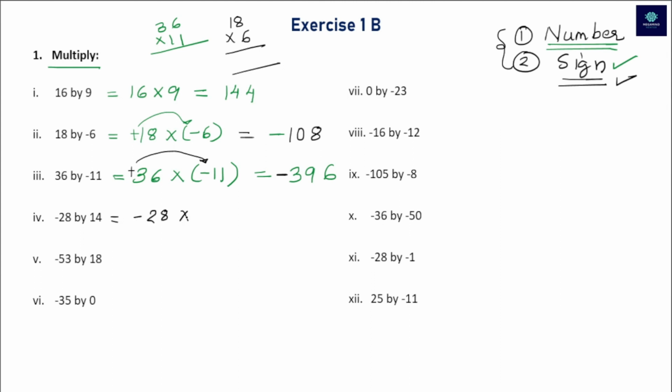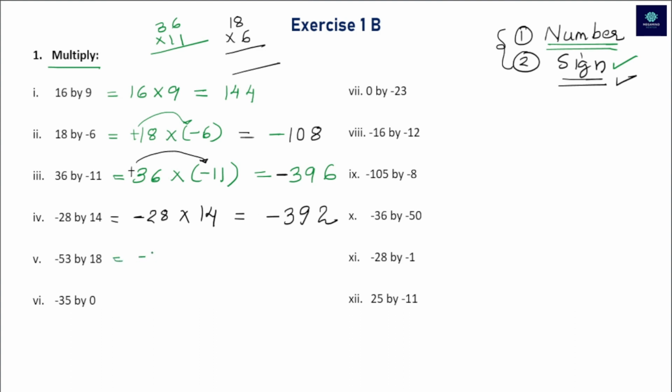Minus 28 into 14. So first multiply 28 and 14 and its product will be 392. Next put the sign. So minus 14 is a positive number. So minus plus will give you minus.